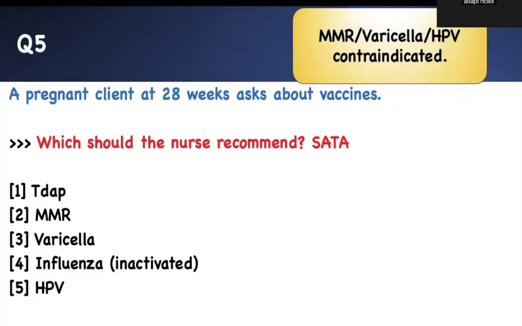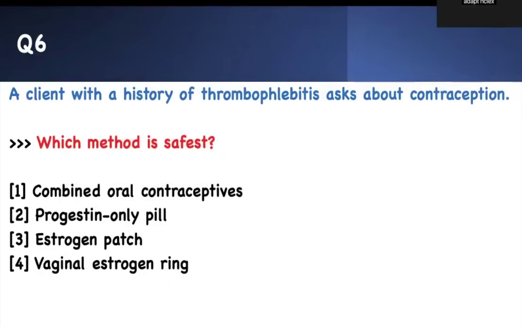But the concept is MMR and varicella are contraindicated. HPV is also contraindicated. Inactivated influenza, the IM one, is good. The flu nasal one is not good. Therefore, Tdap and influenza is the best answer. MMR, varicella, and HPV are live. This is a concept question, and it's good to know it because you have to teach the patient.